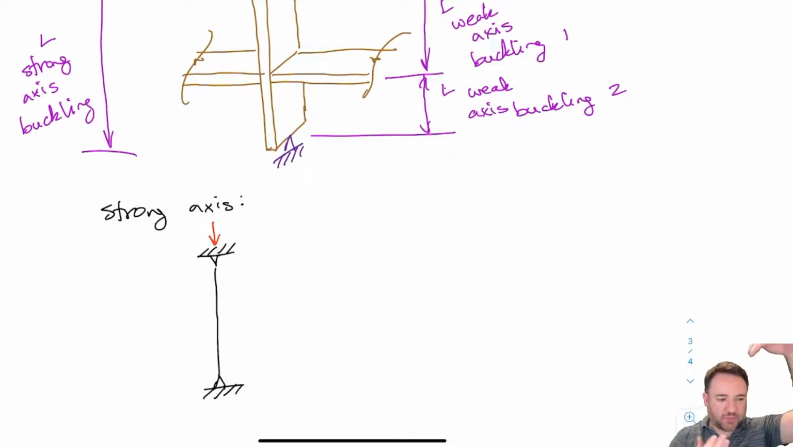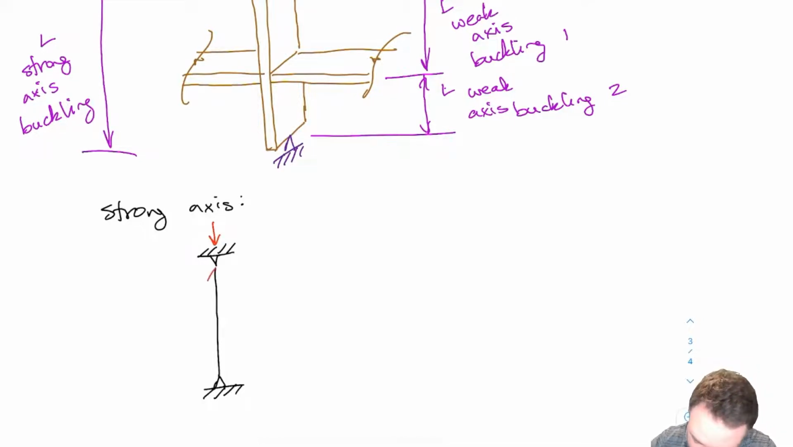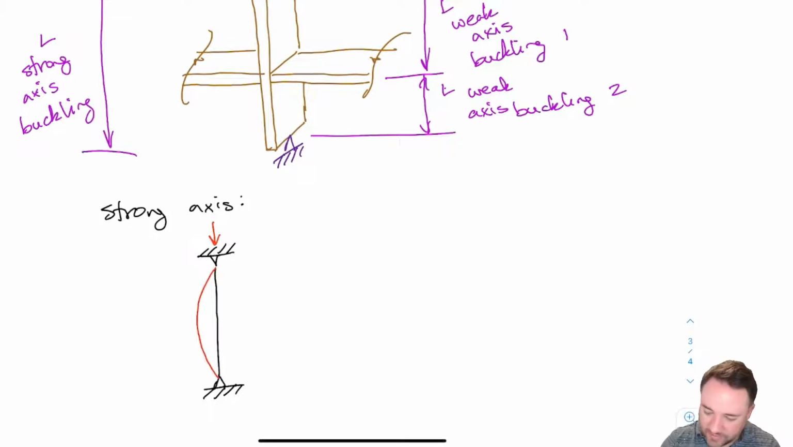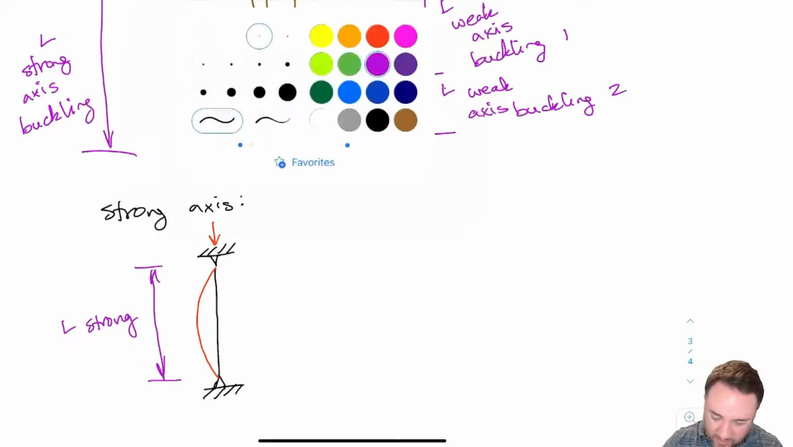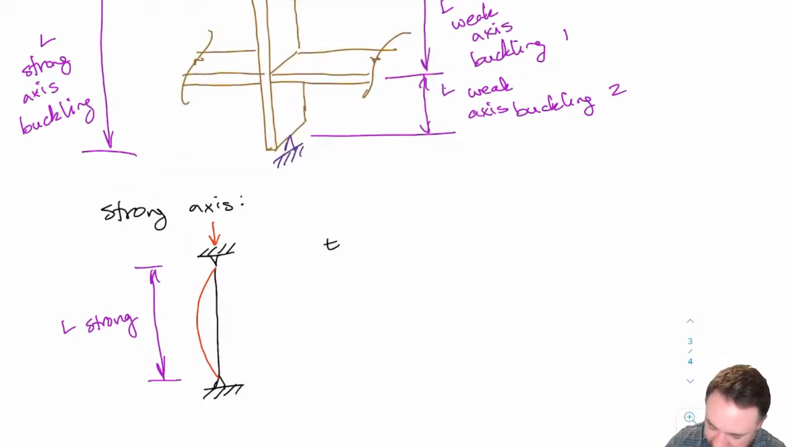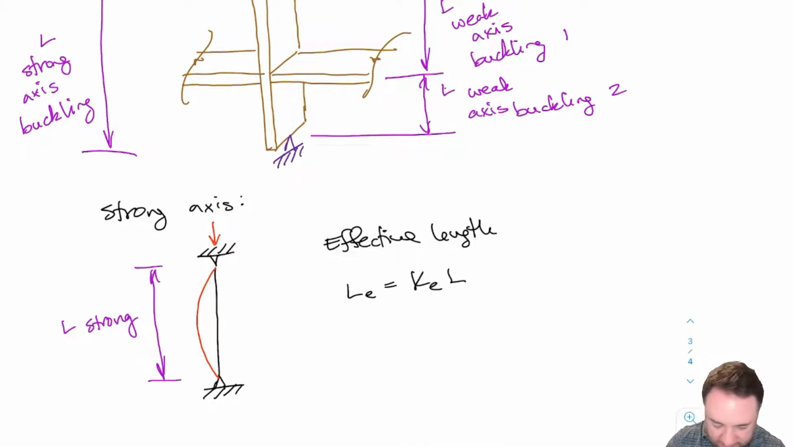But anyway, basically I'm applying a vertical load to this, but these ends are not allowed to translate left and right. The top can move down, but it can't translate left and right. And so we're going to get a buckling shape that's going to look something like this. That's how it's going to buckle. And this length here is our L strong from above. Now if I want to calculate my effective length for this, I have to consider the boundary condition. So I have the equation LE equals KE times L.